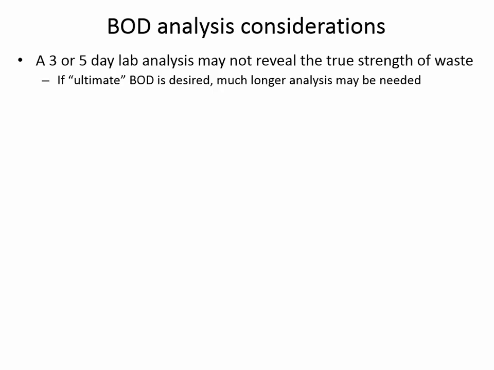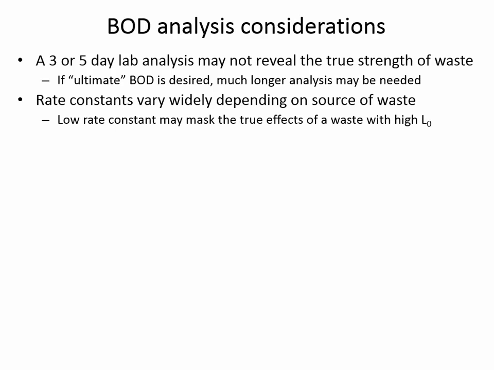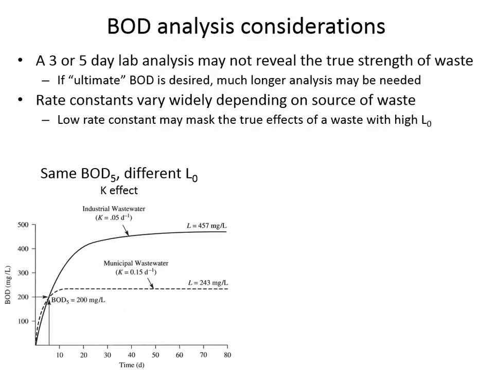There are some special considerations when you're doing a BOD test. A 3 or 5 day test will reveal most of the demand, but it's not going to show all of the demand. And we've already talked about how there's an ultimate demand that's different and sometimes quite a bit higher than the 3 or 5 day test. Another thing is that the rate constant can vary depending on where the wastewater is coming from. Some wastes are very high in strength. Industrial waste sometimes will have a high BOD but not very many bacteria in it, and so how quickly it reaches its ultimate demand can vary from waste to waste.